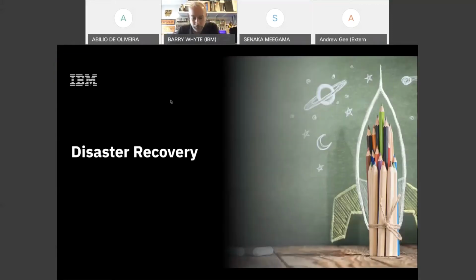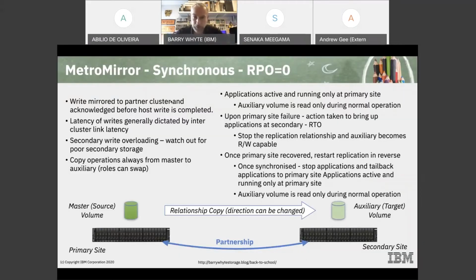So just closing off on the disaster recovery capabilities then. MetroMirror, this is our synchronous replication. I mentioned the RPO, the recovery point, being a time-based thing as to how much data potentially you would lose in the event of a site failover. With MetroMirror, it being a synchronous copy of data, the RPO here is 0.